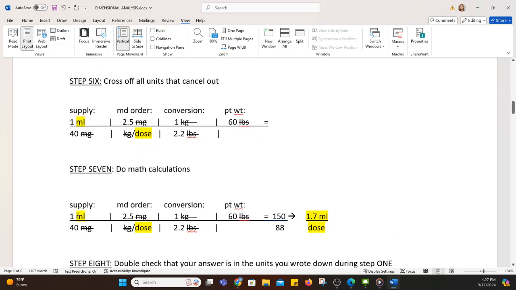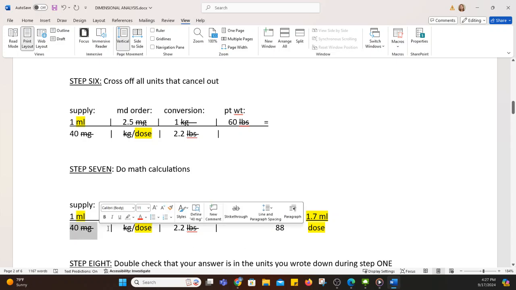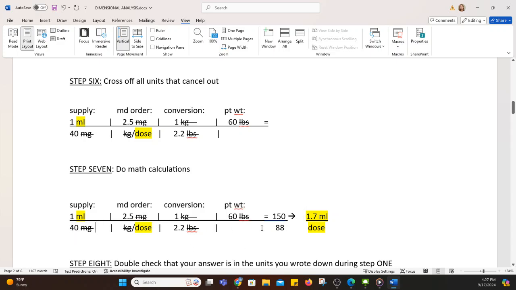Now we just multiply all the way across and we get 150. We multiply all the way across the bottom and we get 88. And we use our calculator to say 150 divided by 88 is 1.7. And we know that the units we're left with are mils per dose.